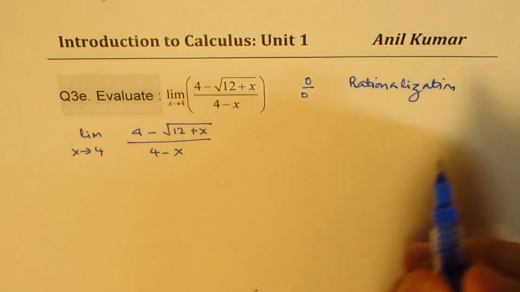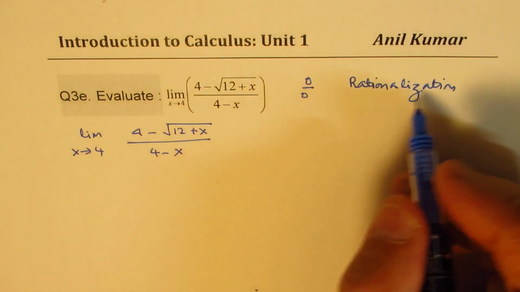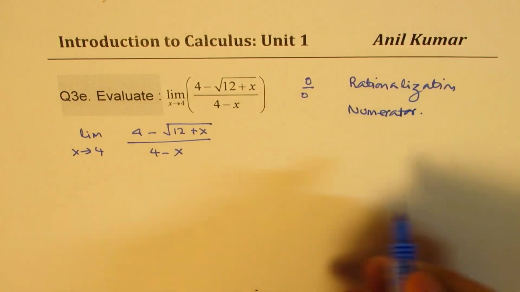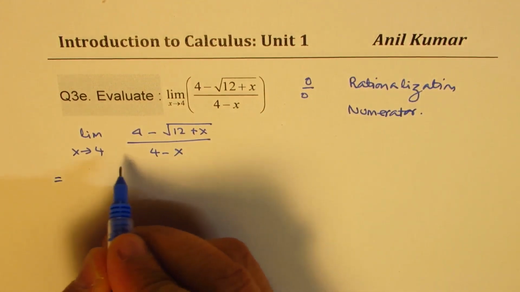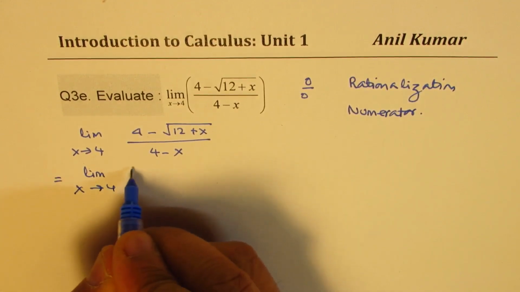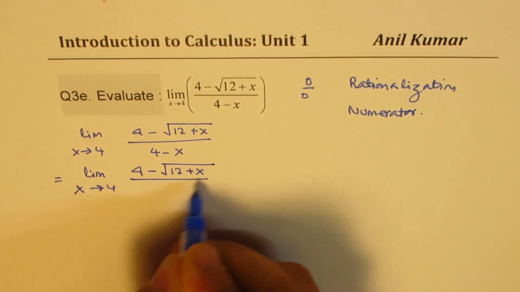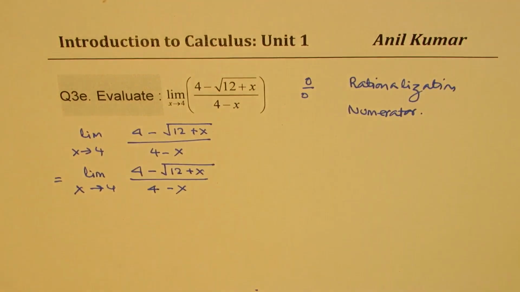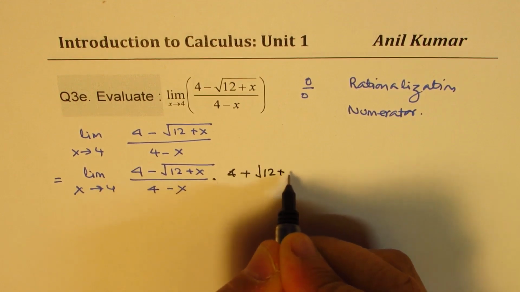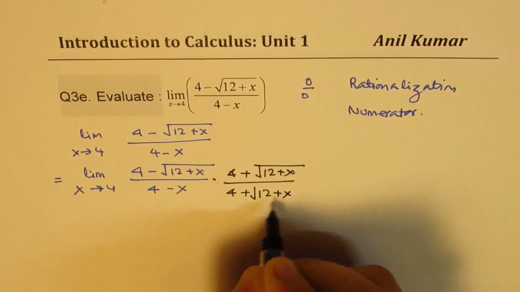Wherever you have a square root, we should do rationalization. Now since the square root is in the numerator, we'll rationalize the numerator. What does that mean? It really means that we have to multiply and divide by the conjugate, right? So let me show you. We have this function, 4 minus square root of 12 plus x, divided by 4 minus x. We'll multiply and divide by its conjugate, which is 4 plus square root of 12 plus x over 4 plus square root of 12 plus x.